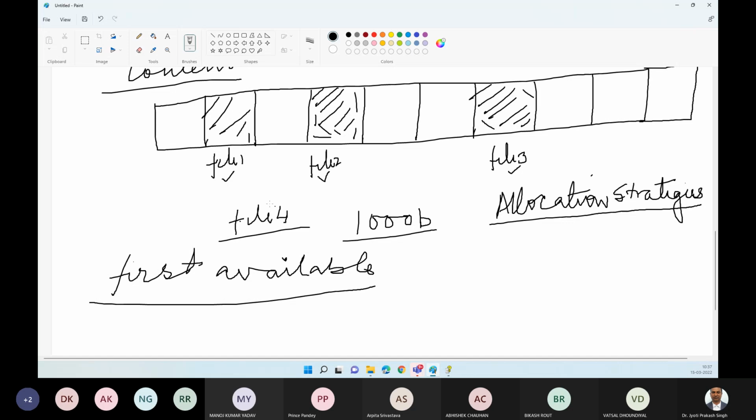So when file 4 is requiring space, we can start from the first, the 0th sector, and we can check whether 2 sectors are available consecutively here. No. Next, no. Next, where it is available. So we can say here we can store file 4.